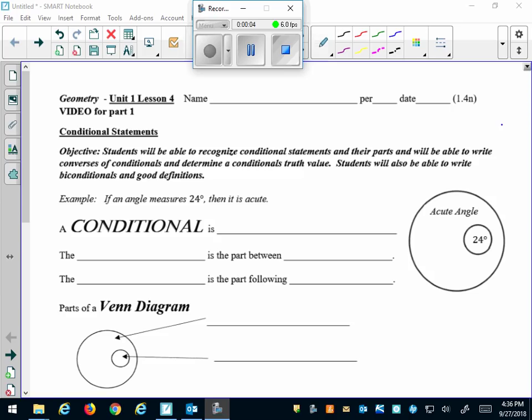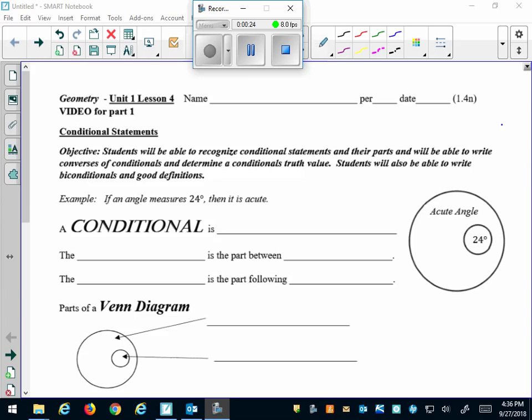Hello, this is Mrs. Myers, and we are going to be learning about conditional statements today. This is Unit 1, Lesson 4. This is really just the first half of the lesson, and we will continue the rest of the lesson during class.